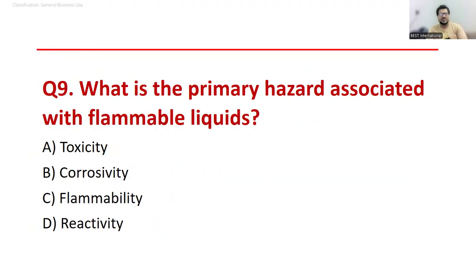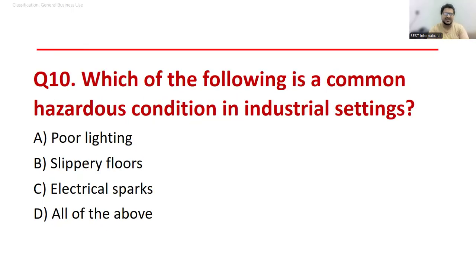Let's discuss question number 9. What is the primary hazard associated with flammable liquids? Toxicity, corrosivity, flammability, or reactivity? Which one is the primary hazard associated with flammable liquids? And you can do some research later, after this exam of course, on what types of flammable liquids there are in the world. You can make a list.